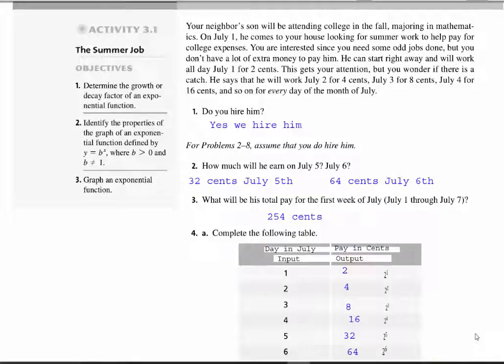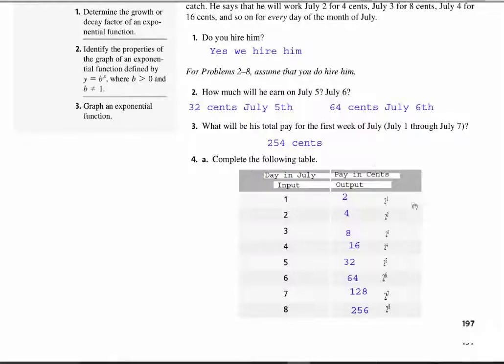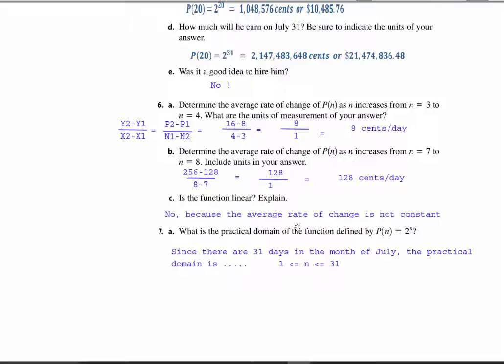This is the second part of the Activity 3.1 video series. If you recall, in Activity 3.1, we had the scenario where we hire our neighbor's son and we pay 2 cents a day. We thought it was a good idea to hire him, and it turns out it was a disaster because by July 31st, I think we'd have to pay over $2 million for a day's worth of service. We answered problems 1 through 7A.